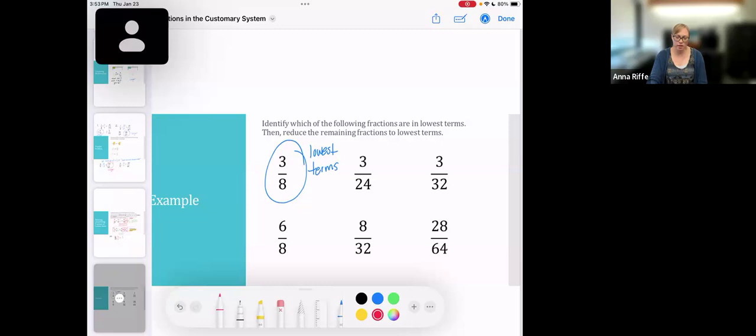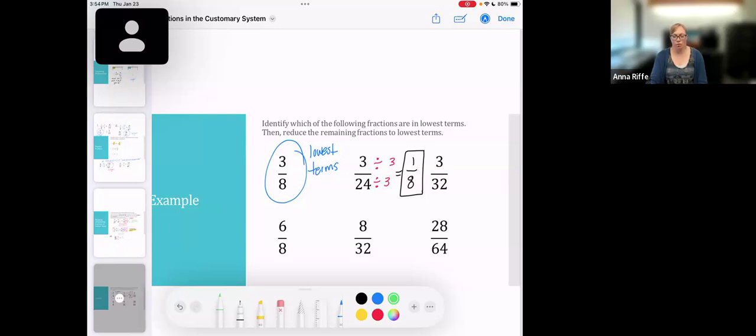3/24. I can again ask myself, can I divide the numerator and the denominator by the same factor? And yes, I agree. I can divide the numerator and the denominator by 3. 3 divided by 3 is 1. 24 divided by 3 is 8. So that gives me the reduced fraction 1/8. The numerator is 1. Its only proper divisor is 1. Therefore, I have fully reduced this fraction. Okay. Let's move to the next one.